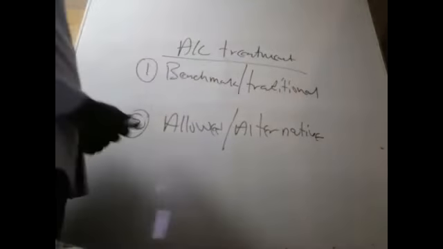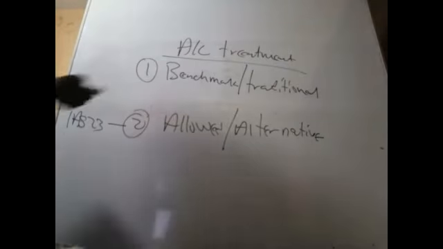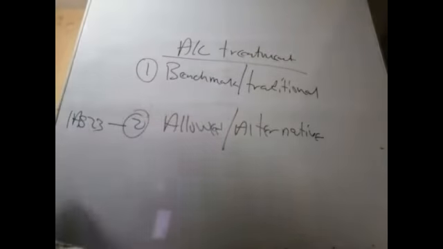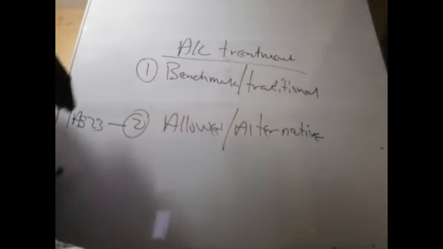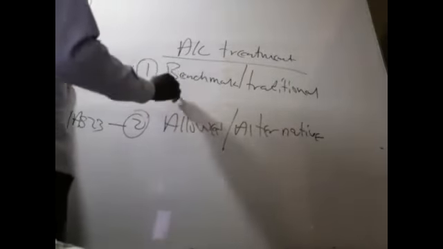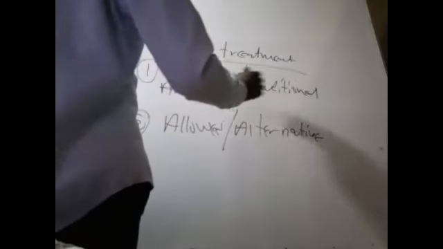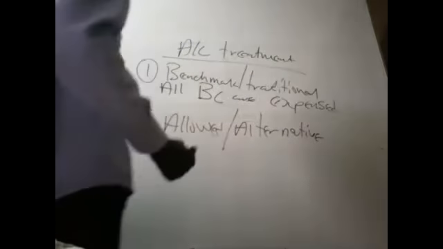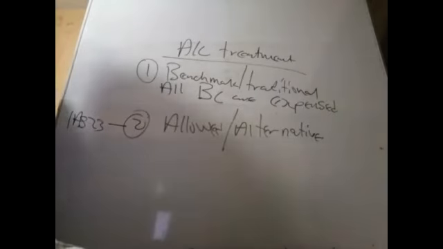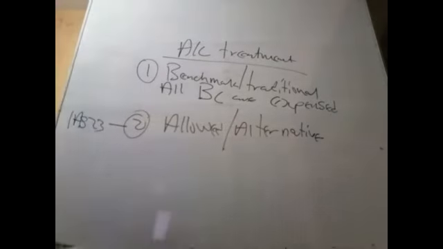Now, benchmark or traditional treatment. Before IAS 23 came into being, how did you treat borrowing costs? All borrowing costs were expensed. So tell the examiner that before IAS 23 came into being, any borrowing costs that we incurred, we expensed them. BC means borrowing cost, not a shortcut in exams. All borrowing costs are expensed. That is all. So traditionally, before IAS 23, all borrowing costs, we expense them in the P&L.